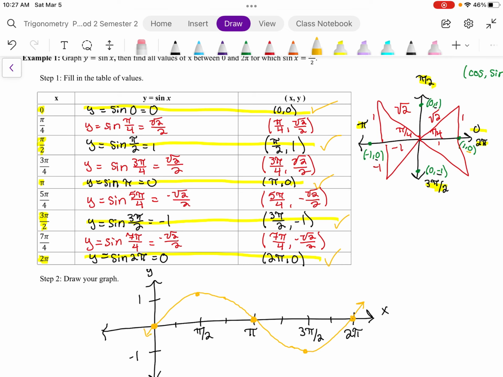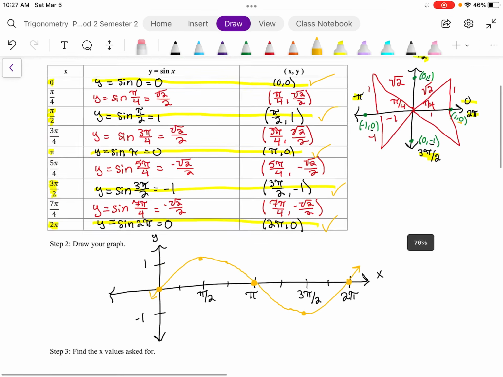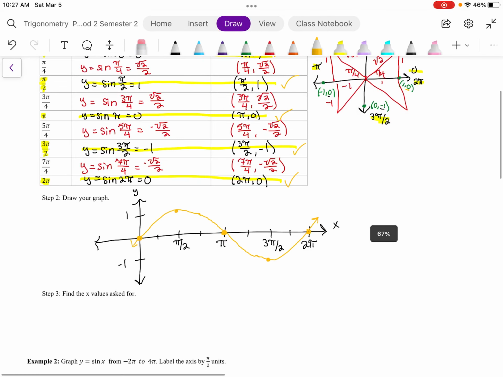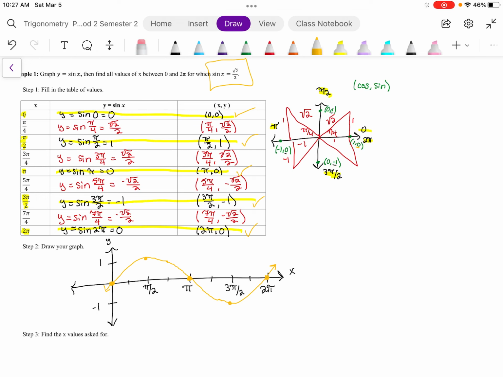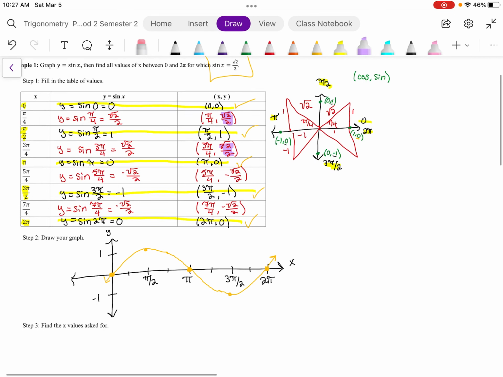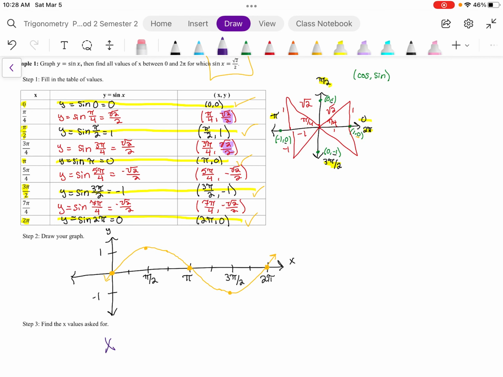So you'll notice that this graph is a curve, kind of like a wave. And then we were supposed to figure out which x values give y equals the square root of 2 over 2. And we can get that right from our table. So square root of 2 over 2, square root of 2 over 2. And those are the only two spots that it's going to work at, pi over 4 and 3 pi over 4, because you'll notice the other square roots of 2 are negative. So that's not the same value.